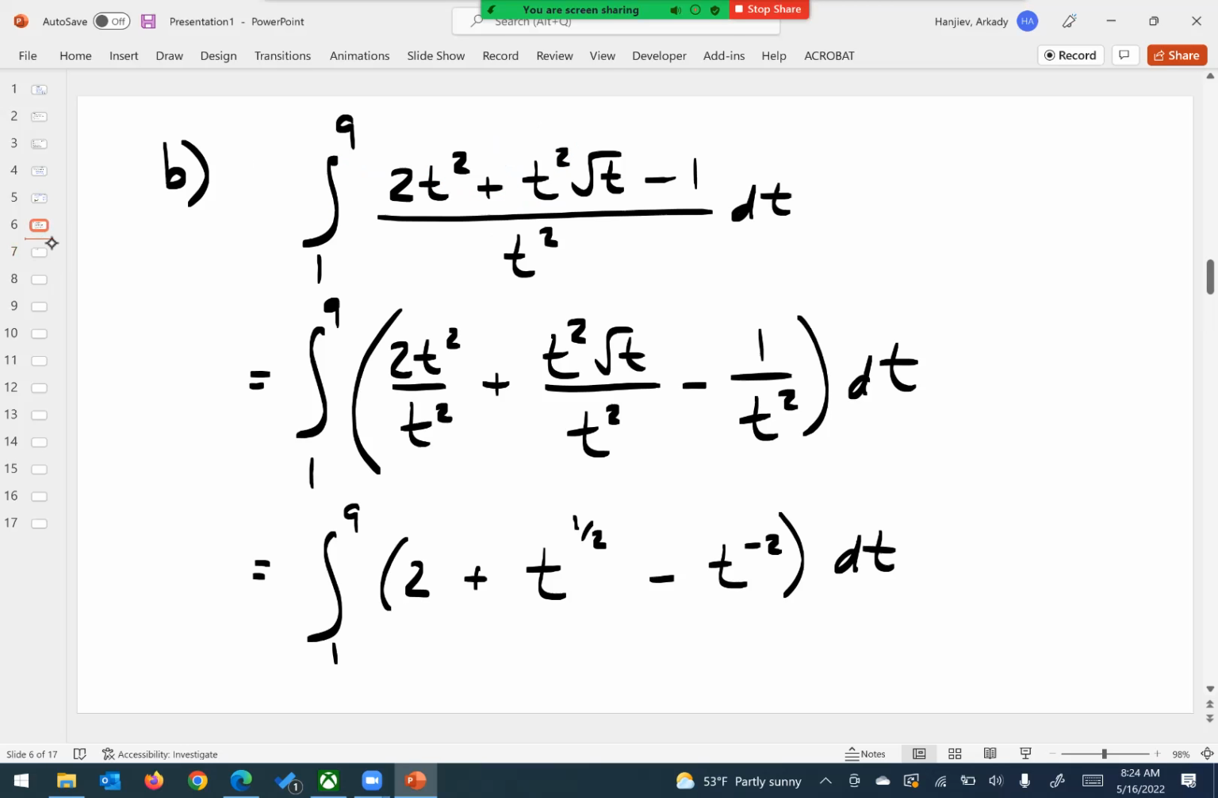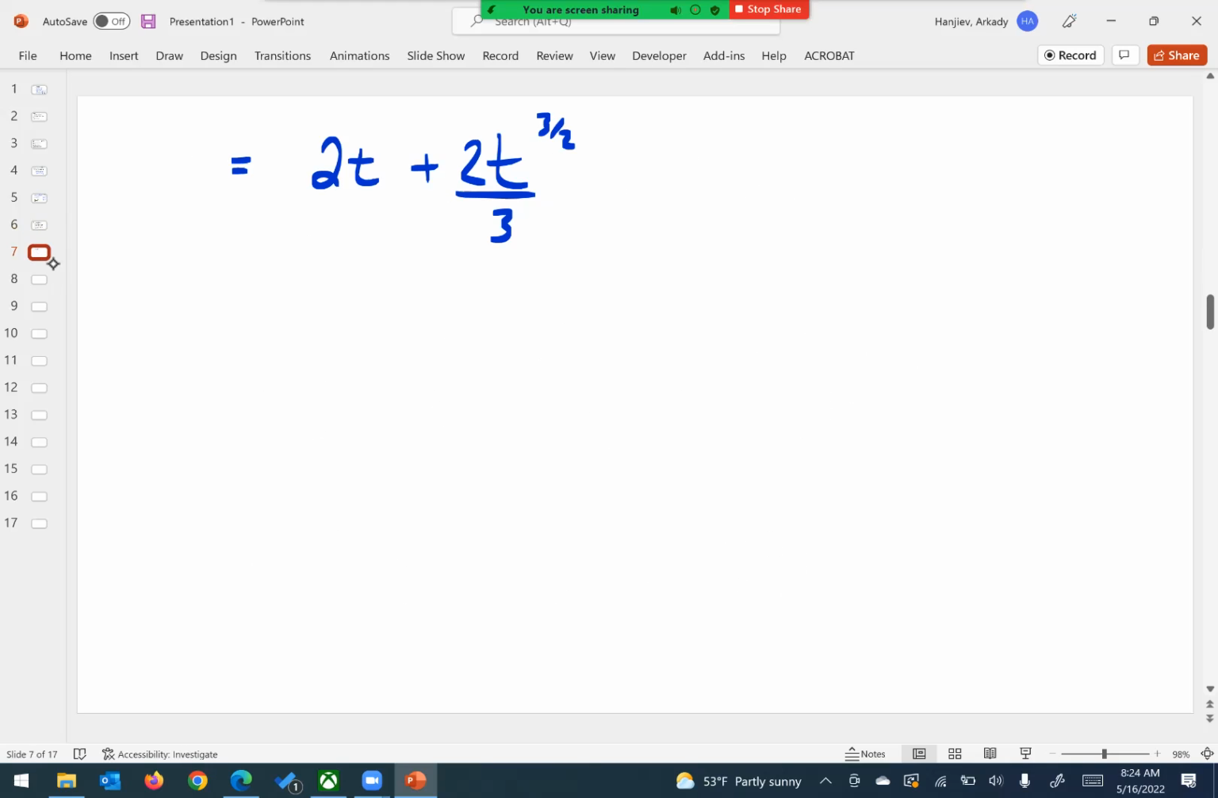Okay, and Haley, t to the -2. Ooh, close. Going in the wrong direction. Go the other way. Absolutely. T to the -1 over -1. And all that is evaluated from 1 to 9. Shucks, no zeros here. That's no fun. Okay, let's jam with this.